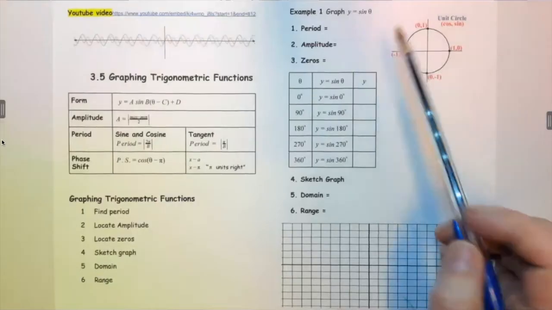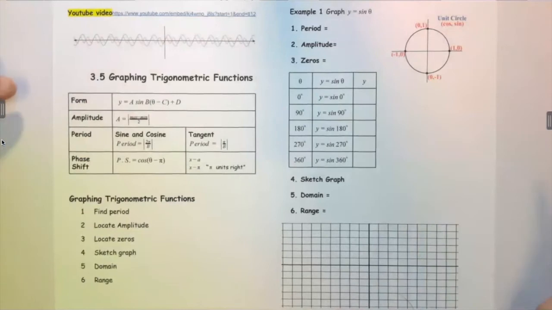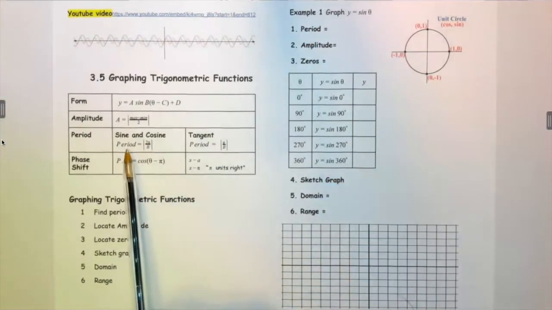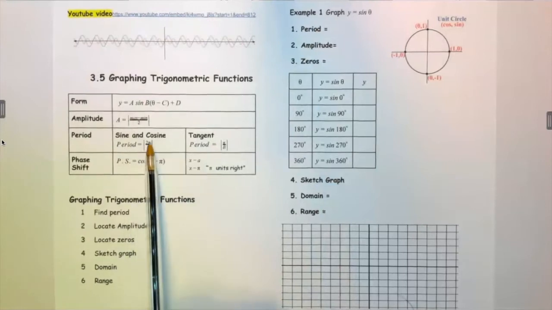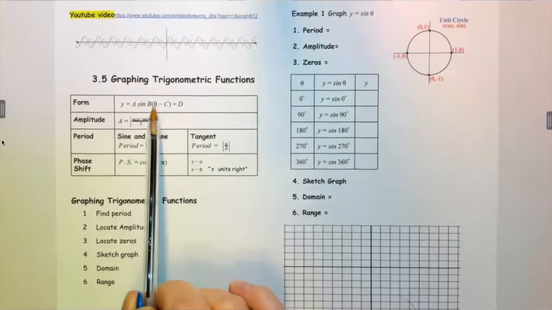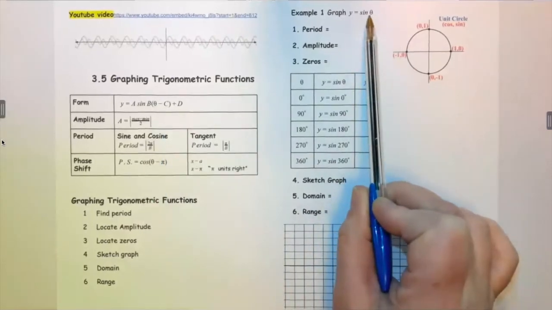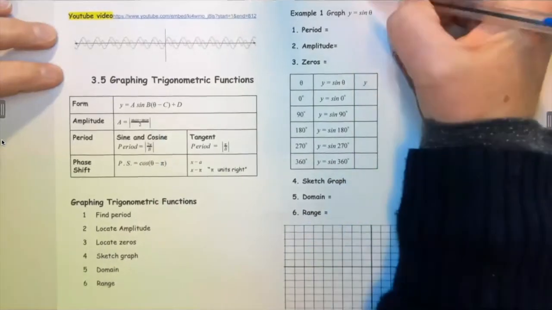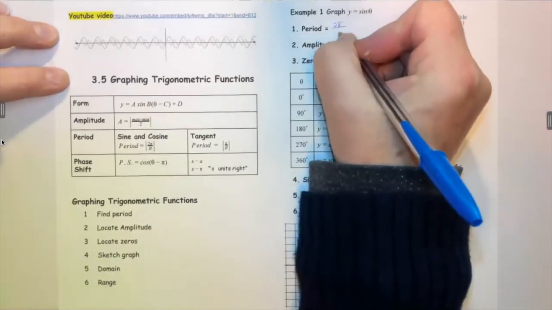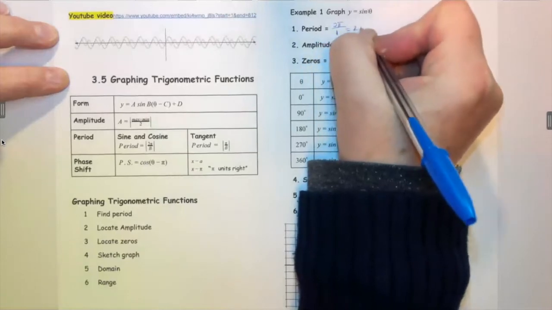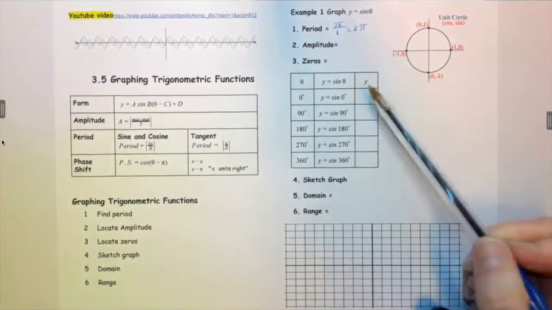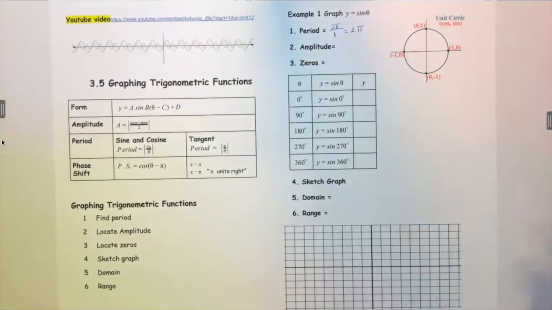We are graphing y equals sine theta. We start by finding the period. The period equals 2 pi divided by b, and b is the number in front of theta. Here we see the number in front of theta is a 1. We could say there was a 1 there. 2 pi divided by 1 is 2 pi. Our period is 2 pi, or because we are in degrees here, 360 degrees.